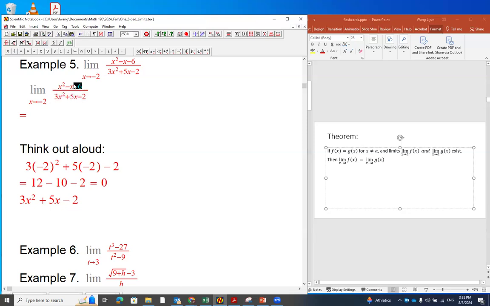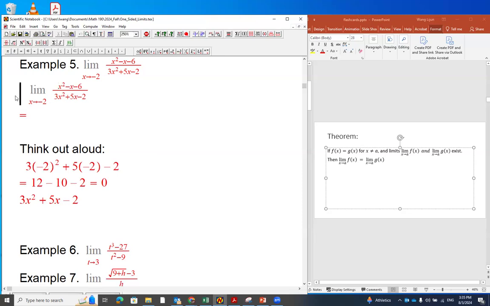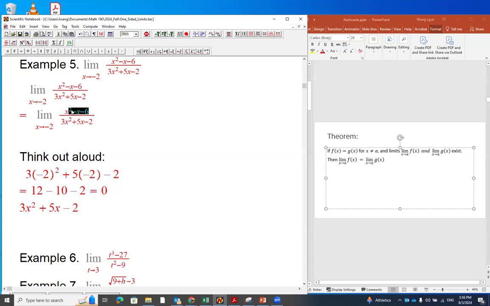Wait, did I get the top? Yeah, the top, wait. Never mind, I think I deleted what I did earlier. Sorry about that. Okay, so we got x plus 2 times x minus 3. Sorry about that. The bottom, we're going to get x plus 2 times 3x.